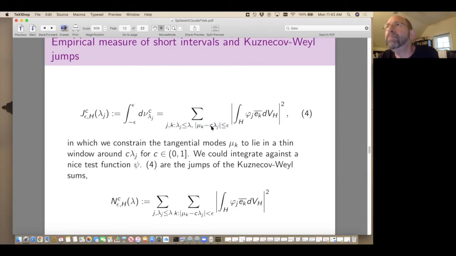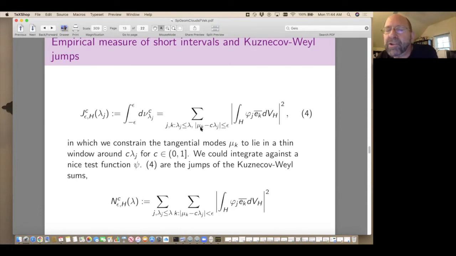And so we break them up into the windows defined by this number C. C is going to play an important geometrical role in everything. So C, for example, could be 1, and then we're at the edge. It means that mu k is within epsilon of lambda j itself, so it's in an epsilon interval around the edge of the interval.